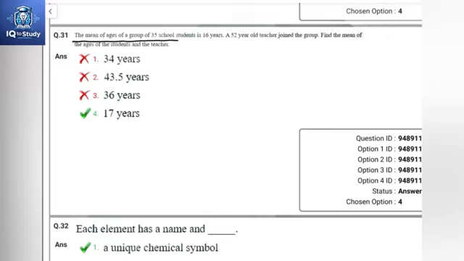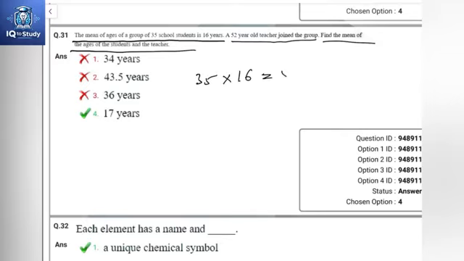The mean of ages of a group of 35 school students is 16 years. A 52-year-old teacher joined the group. Find the mean of the ages of students and the teacher. Given the mean of 35 students is 16, the sum is 35 into 16, which is equal to 560. It can be taken using average is equal to sum of observations by number of observations.